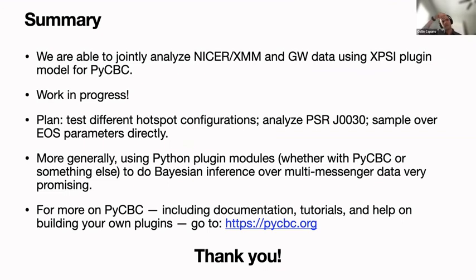Also, we would like to, instead of sampling over the single equation of state index, actually sample over the equation of state parameters directly. This will add more parameters to our analysis, which will be a computational challenge, but hopefully a surmountable one. And more generally, stepping beyond this, I think using Python plugin modules, whether with PyCBC or whatever other package you have, to combine information over these various software suites is a very promising way to do Bayesian inference going forward with multi-messenger astronomy. And I hope it's something that the rest of the field picks up on.